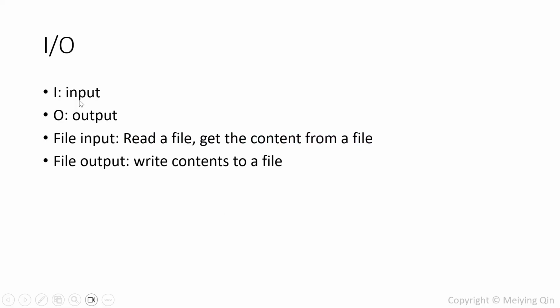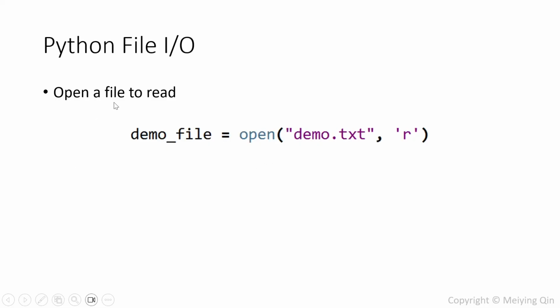These are the terms that you have to know: I for input, O for output. Input means reading data from the file. Output means writing data out of your program, or sending data out of your program. So file input is reading the file and file output is writing content to the file.